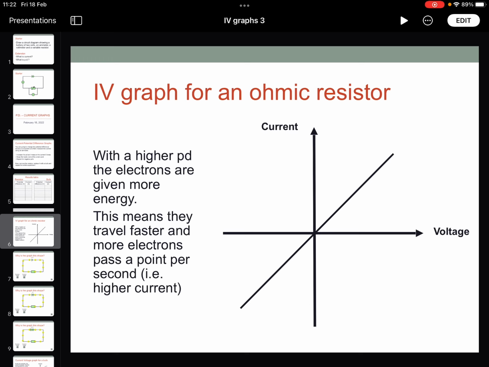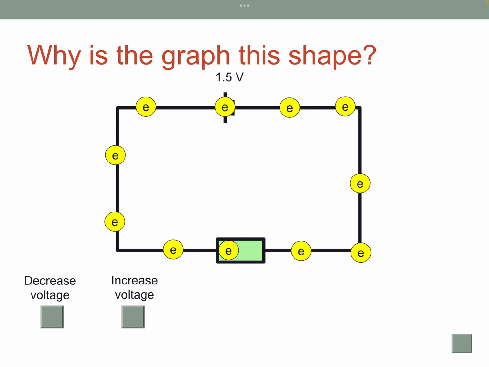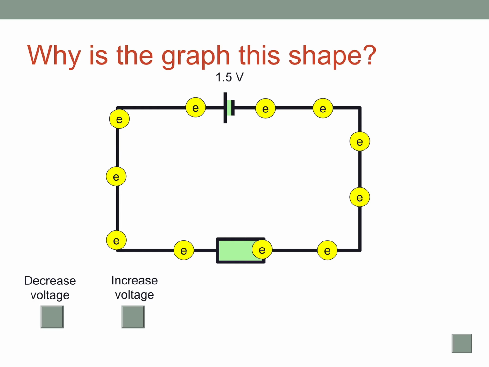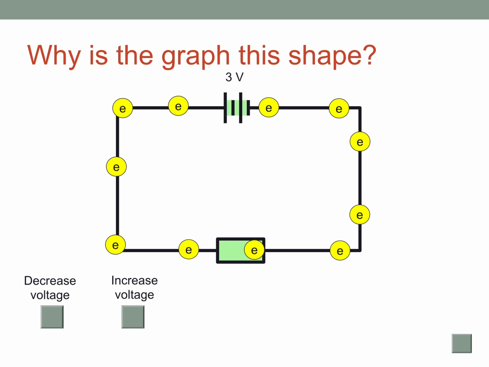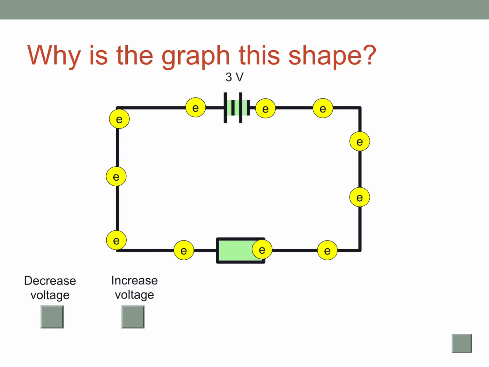Okay, assuming everyone's done that, I'm now going to show you a little animation explaining again why that graph is the way it is. Here we have a circuit and there is one 1.5 volt cell and you can see the electrons going round. Now if I increase the cells to 2, you can see the electrons go faster. Let's increase it again to 4.5 and again the electrons go faster. So there I'm increasing voltage and the current then increases as a result.